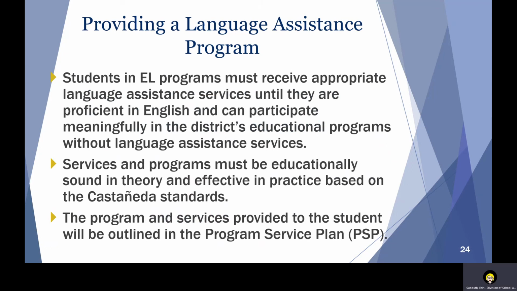Providing a language assistance program. Civil rights laws do not require any particular method of instruction or program. Districts and schools must consider each EL student's English proficiency level, grade level, background, etc. when designing a program. Students in EL programs must receive appropriate language assistance services until they're proficient in English and can participate meaningfully in the district's educational programs without language assistance services.